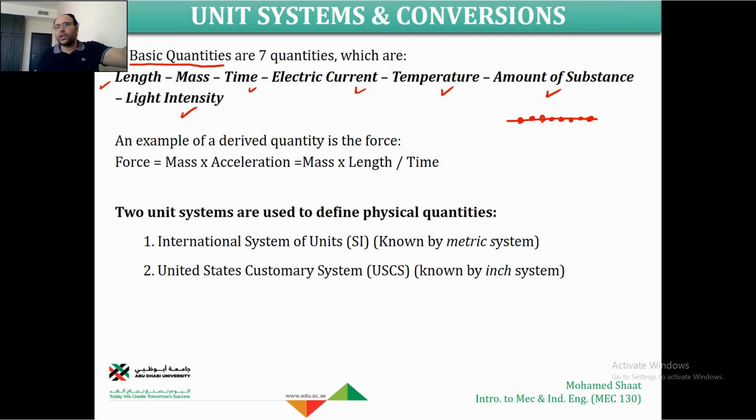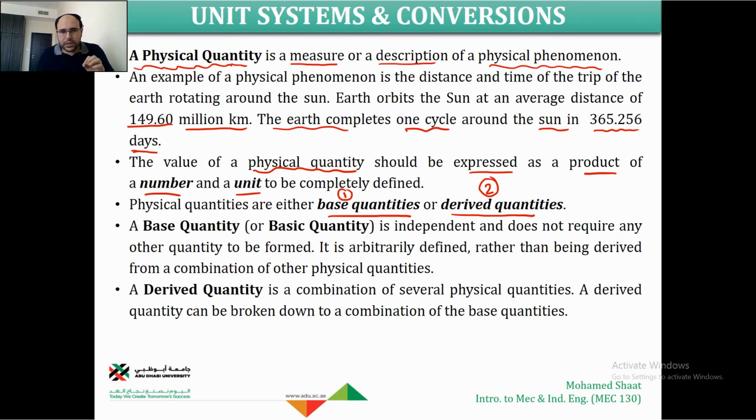Base quantities are only 7. There are no more. But derived quantities could be any number. These base units are the basic units. They are independent and do not require any other quantity to be formed. They cannot be broken down. They are arbitrarily defined rather than being derived from a combination of other physical quantities.